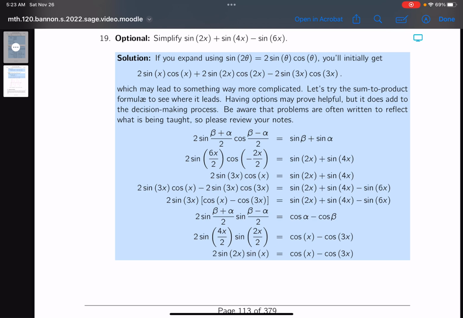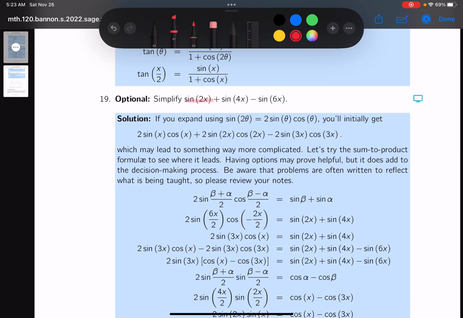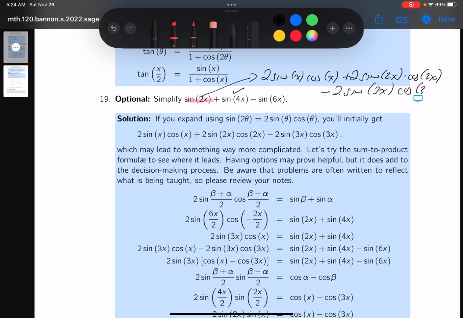Okay, looking at the problem, they want me to simplify this, and my initial reaction was to use the double angle formulas. What I mean by that is, if you're given this over here, we certainly know a double angle formula for this over here. That would be 2 sine x cosine x. And then if I looked at a double angle formula, I would get 2 sine 2x cosine 2x. And then the next one is going to be minus 2 sine 3x cosine 3x.